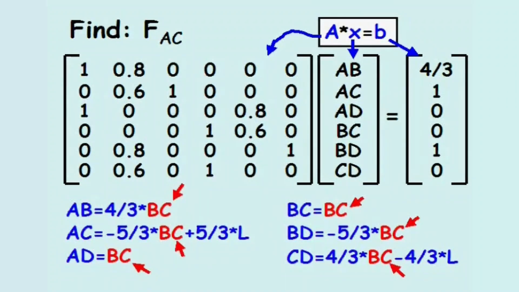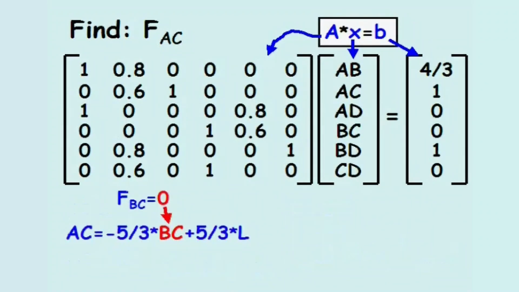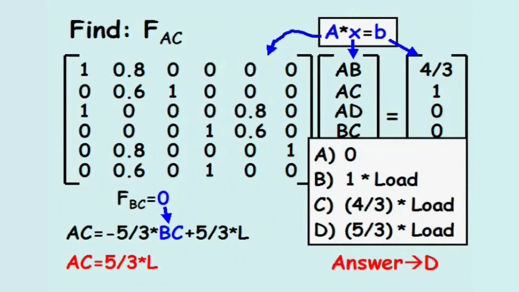If all member forces are based on the tensile force in member BC, which would realistically range between 0 and the load, L, we could solve for any of the other 5 member forces using these equations. Since the original problem asked to solve for the force in member AC, and the force in member BC was identified as 0, the force in member AC equals 5/3 times the load in tension. And this is the same solution we arrived at previously.